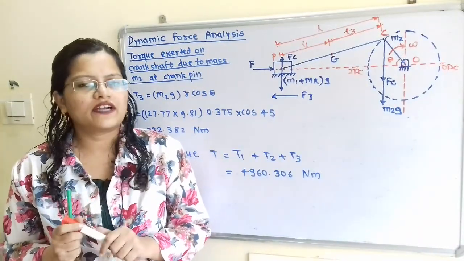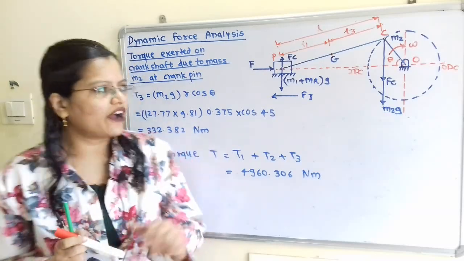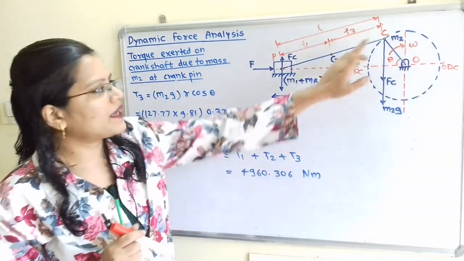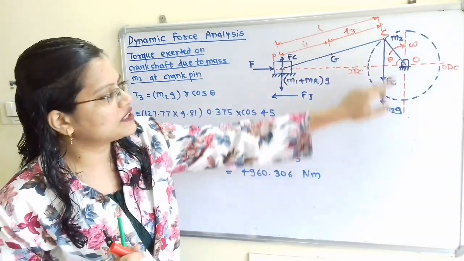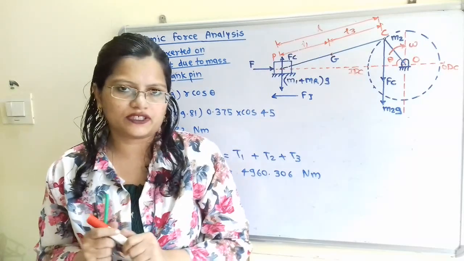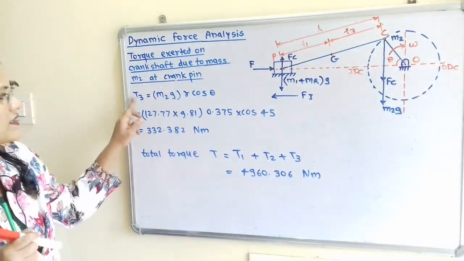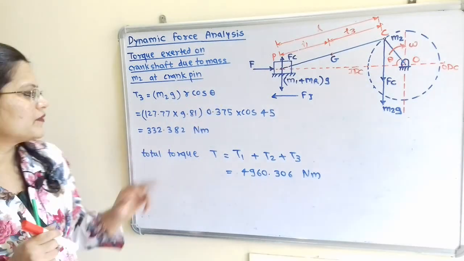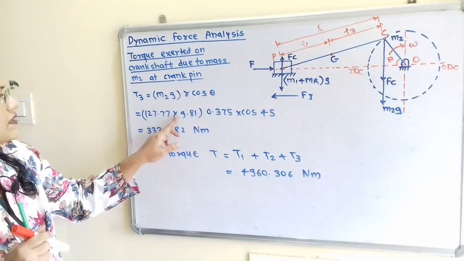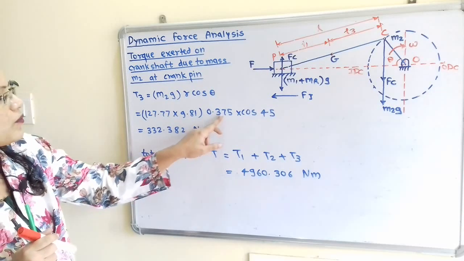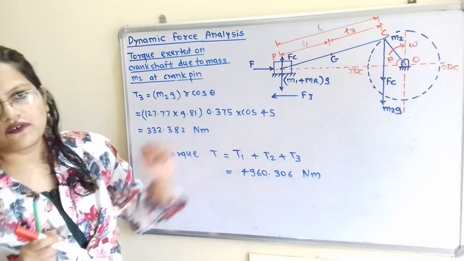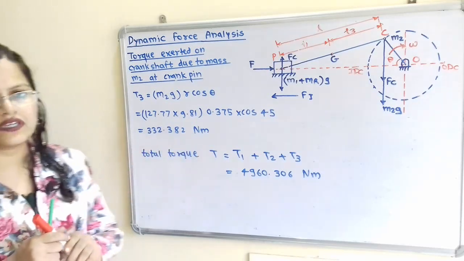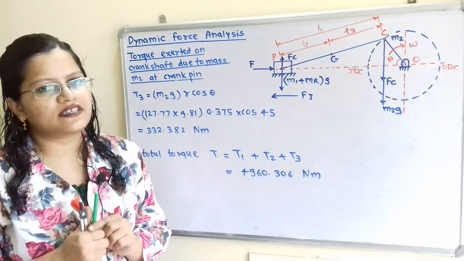Now we will calculate the torque exerted on crankshaft due to mass M2 placed at this crank pin. So here mass M2 is placed, so weight M2g is acting in the downward direction. What is the formula? T3 is equal to M2g into R into cos theta. So here 127.77 into 9.81 into 0.375 into cos of 45. So what is the answer? 332.382 Newton meter.